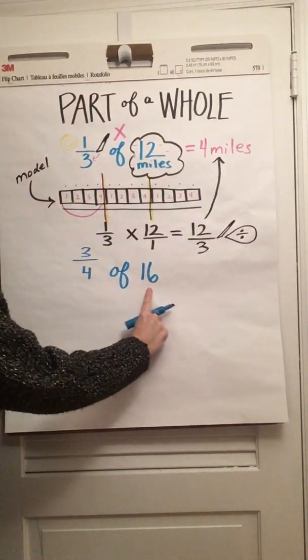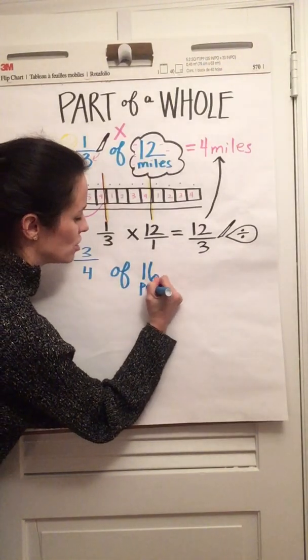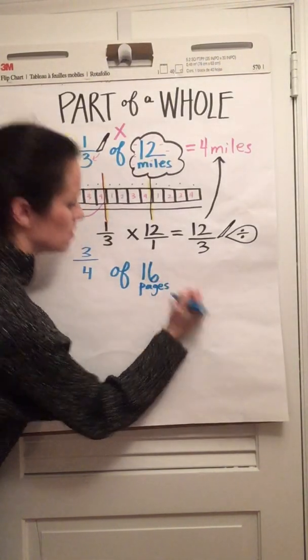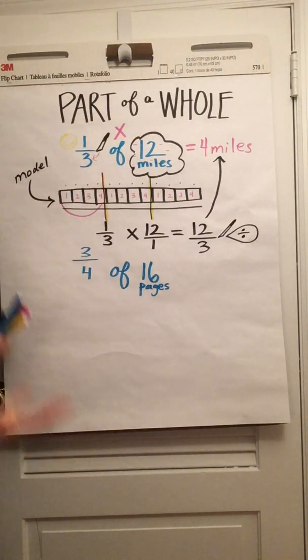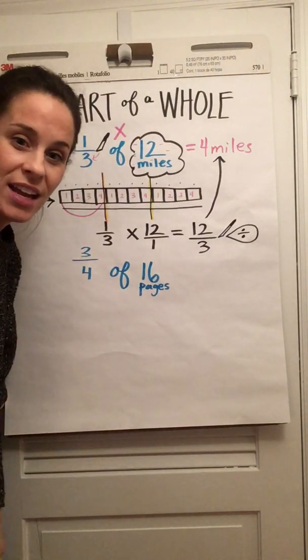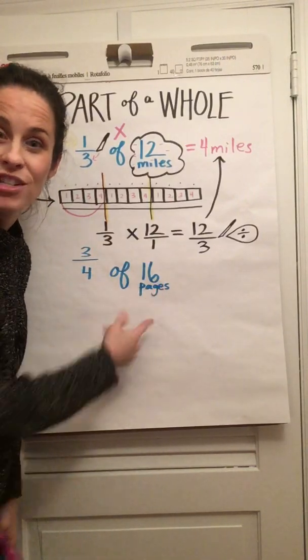of 16. Okay, so let's make up a scenario. We have a picture book that we're reading, okay? And the picture book is 16 pages long. But we have to go to lunch. We got called to lunch and we didn't finish the picture book. Okay? We only got 3/4 out of the 16 pages done.